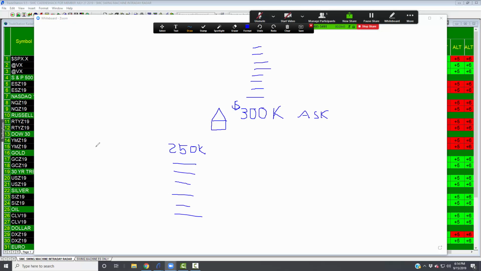So these guys are asking, and these guys here, they're bidding. These are the buyers, these are the sellers. The difference between the price here of 300, or what he's asking, and the buyer is known as what we call the spread. And in this example, the spread is quite large. The spread is 50K. That's a large spread for a futures contract.